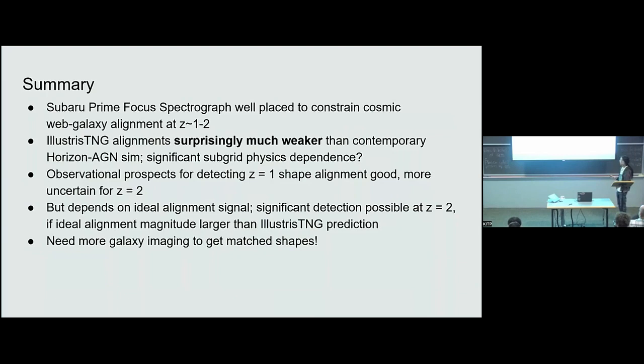Observationally, we find good prospects for constraining this at redshift 1, however, less so at redshift 2. But again, this depends on what the alignment signal is in reality, whether it's closer to what we see in IllustrisTNG or closer to what we see in Horizon AGN. But in any case, we're going to need a lot more high-resolution galaxy imaging in order to do this observationally. So yeah, that's it. Thank you very much.